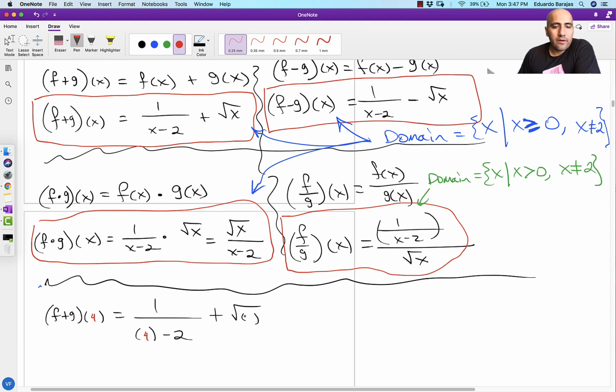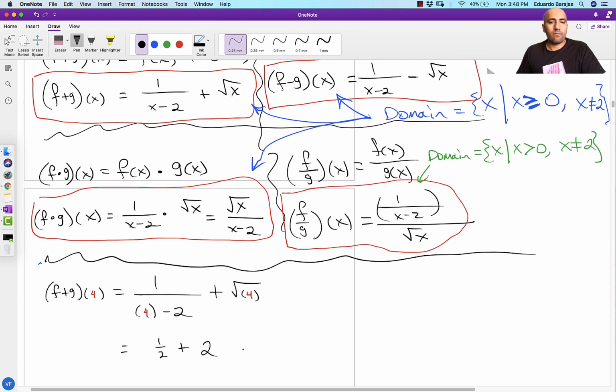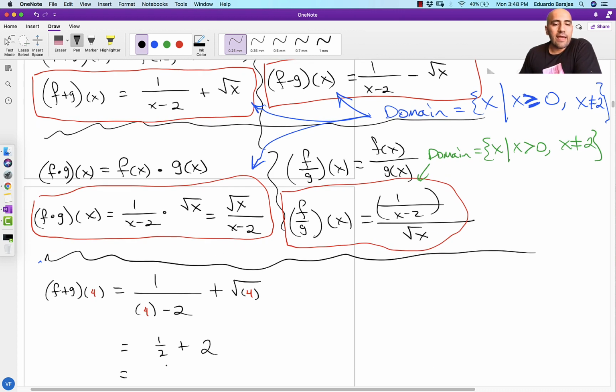Right, so if we plug in a 4 there, 4 there, 4 there, then we would end up with 1/2 plus the square root of 4, which is 2, which gives you 2.5, which then equals 5 over 2 as a fraction. So that's f plus g evaluated at 4.